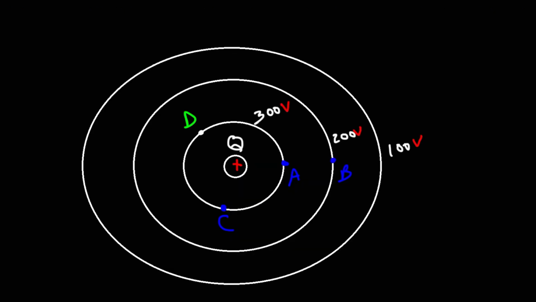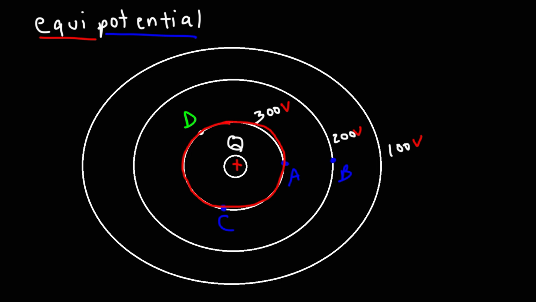Now the next thing that we need to talk about is something called equipotential lines. This first circle here is known as an equipotential line. What does that mean? Well, let's think of the word equipotential. First we have the word potential, like electric potential measured in volts. And then we have the prefix equi. Think of equivalent. So anywhere along the edge of this circle, the electric potential is equal.